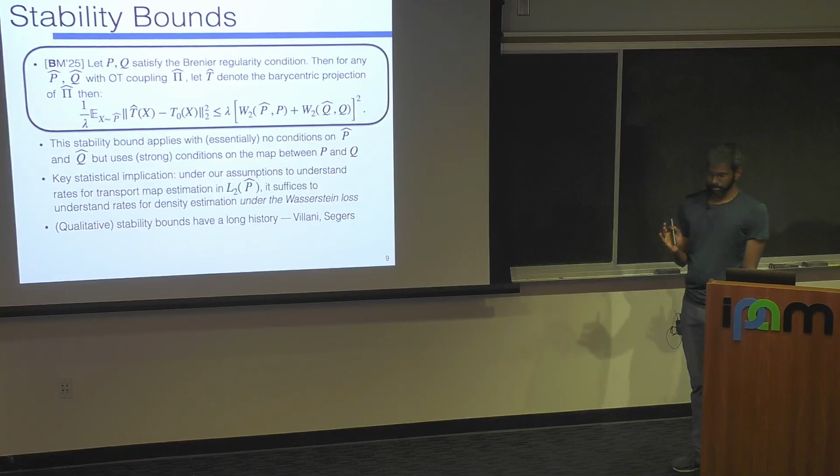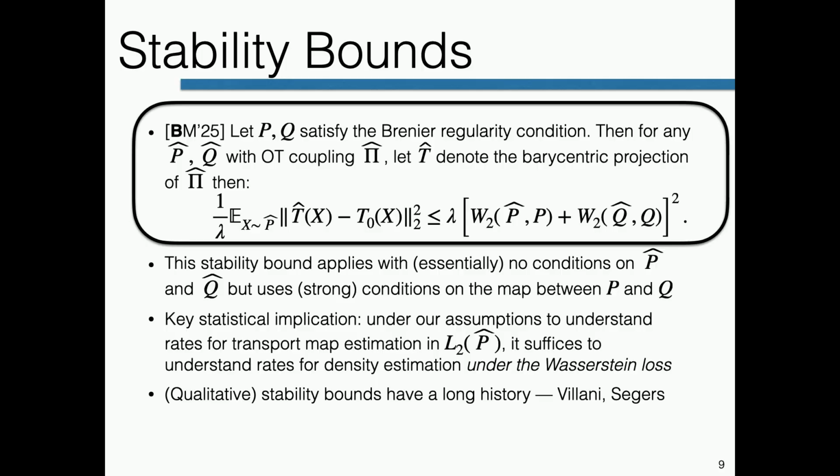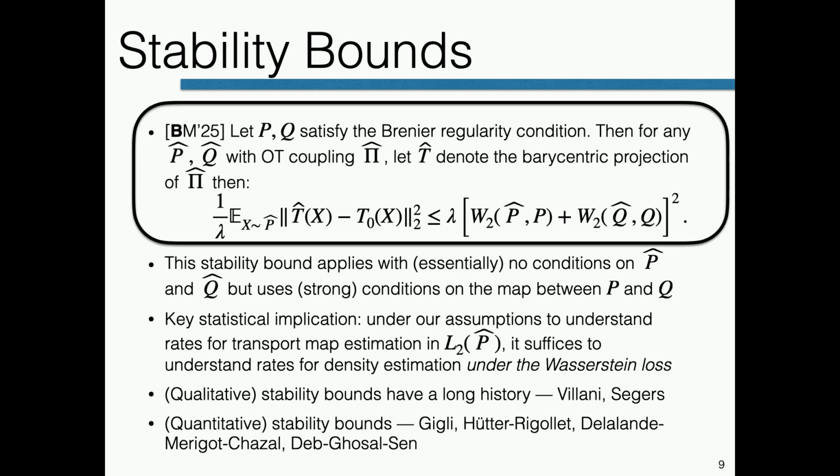Okay, and let me remark again that qualitative stability bounds, which roughly say that if p hat converges to p weakly, then t hat converges to t0, things like this have been known for a very long time. And quantitative stability bounds are also not new. Many variants of statements like this have been known.